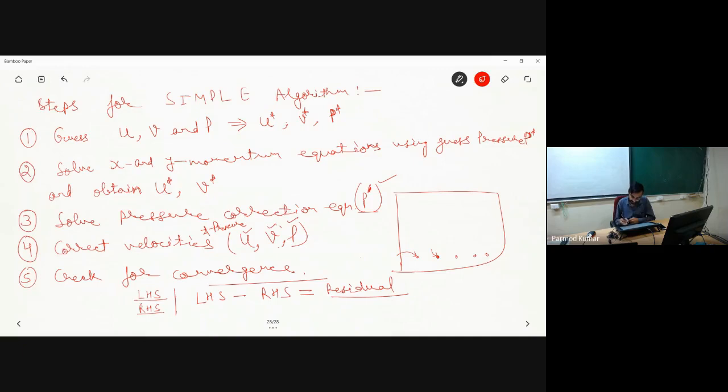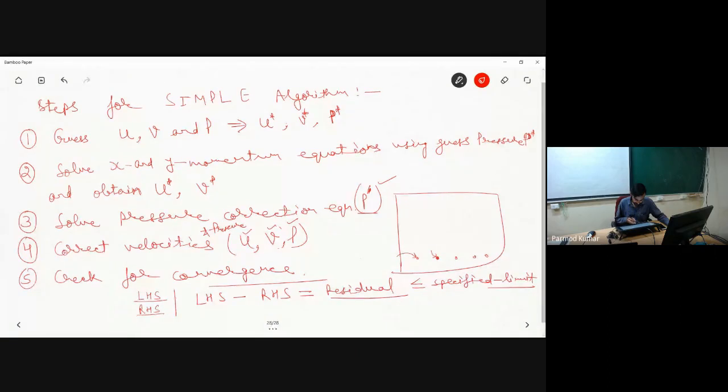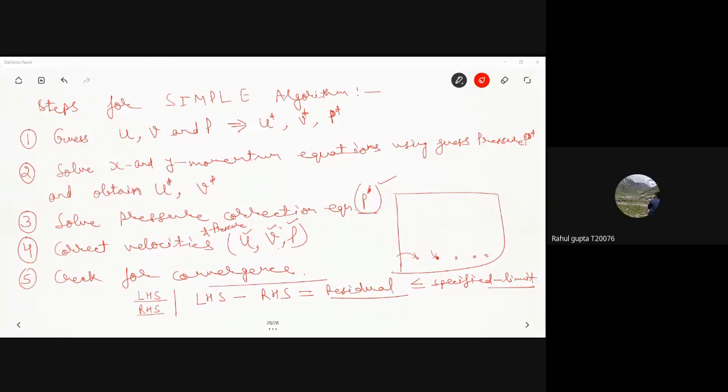And if this residual is less than or equal to some specified limit, in that case we will call that our solution has converged and we will stop the solution. Is this point clear? Please say yes or no. Do I need to elaborate again? Do I need to explain this point again, or is it clear to all? Clear, sir.